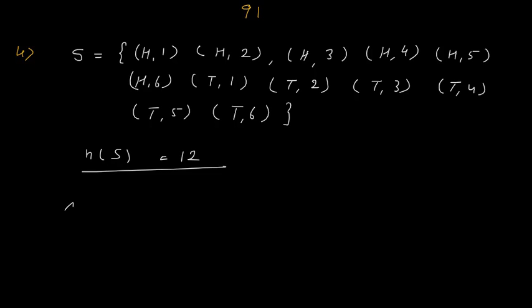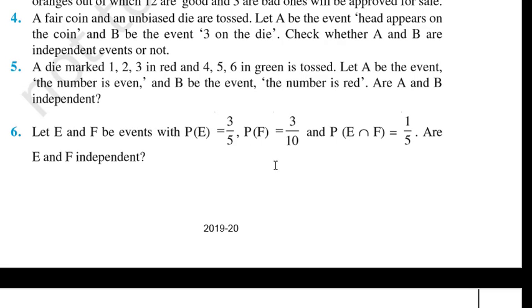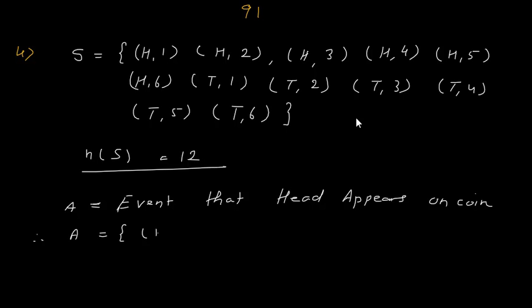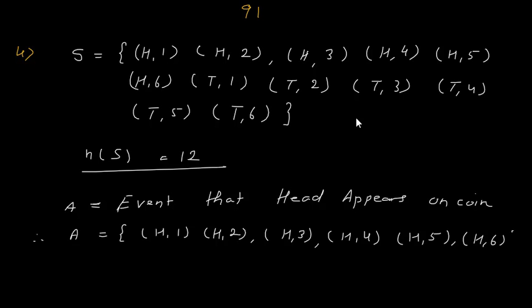Now event A. What have we defined as event A? Let us check again. A be the event that head appears on the coin. So A, the event that head appears on the coin. Therefore I have A equals H1, H2, H3, H4, H5 and H6. So the number of A is equal to 6. And what is your event B?